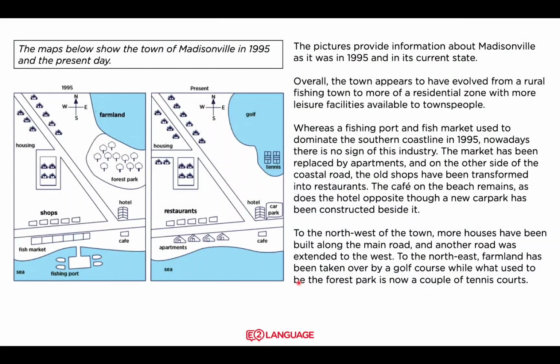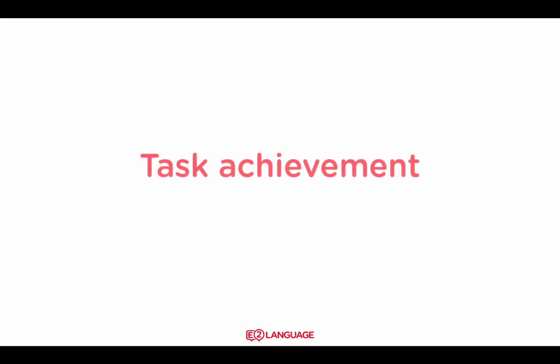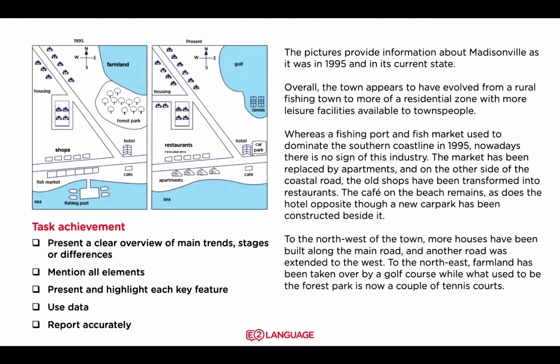Throughout that task, you'll notice a lot of passive voice and also present perfect, past tense and present tense, because I'm describing changes that happened from 1995 to now. So let's go through the criteria checklist. In terms of task achievement, have I presented a clear overview of main trends, stages, or differences? There are no trends, there are no stages. I need to describe the main differences, and I've done that in my overview. The evolution of a rural fishing town to a more residential zone.